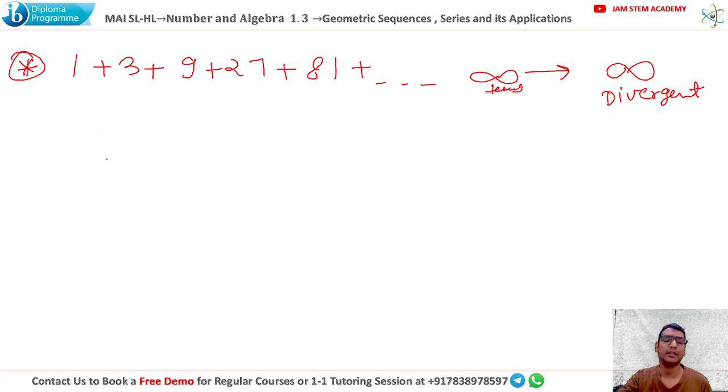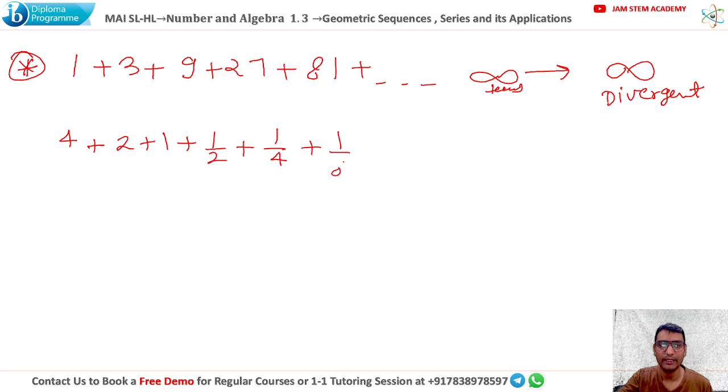So there is a condition in order to get the sum convergent, meaning a value: the common ratio must lie between -1 to +1. Then only the sum will be convergent, because the terms are getting smaller and smaller. For example, let's take 4, then divided by 2. So 4 plus 2 plus 1 and again half of that, and then again half of that, and so on.